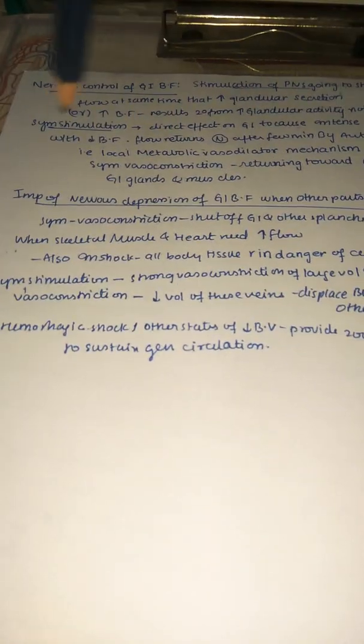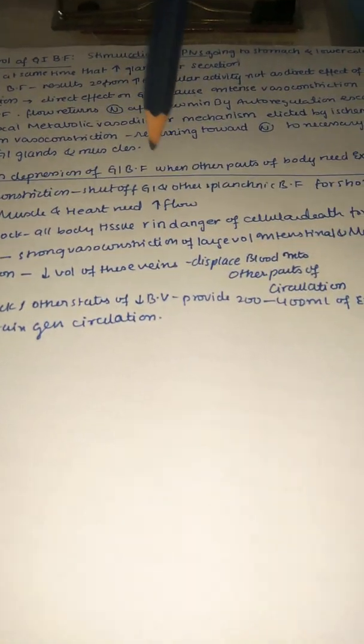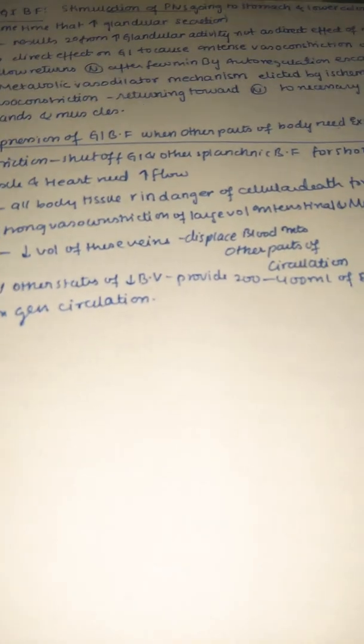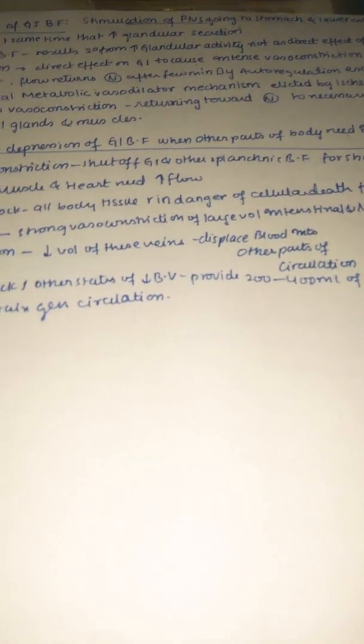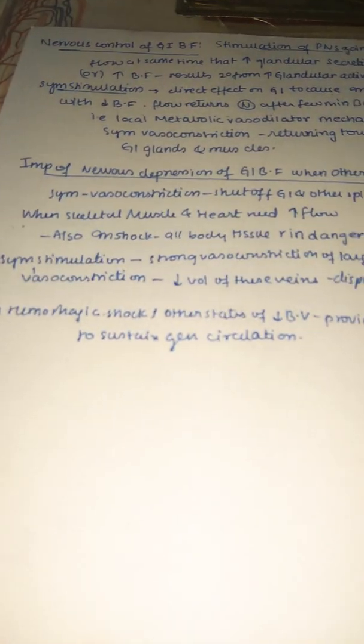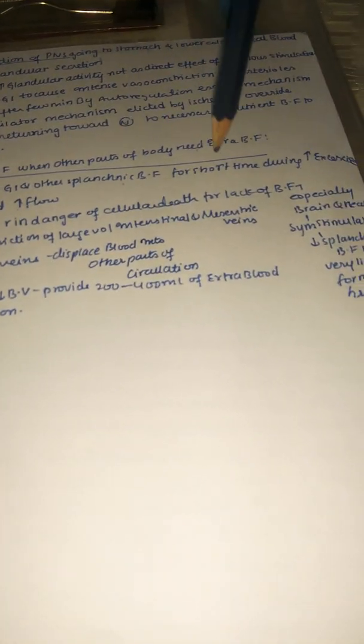Now let us see the importance of nervous depression of gastrointestinal blood flow when other parts of the body need extra blood flow. Sometimes, like when you are under threat, you immediately stop your GI activity and focus only on the threat. So when our body needs extra blood flow, let us see what the GI system does. The sympathetic system, because of vasoconstriction, shuts off the GI and other splanchnic blood flow for a short time during heavy exercise or any stressful conditions.